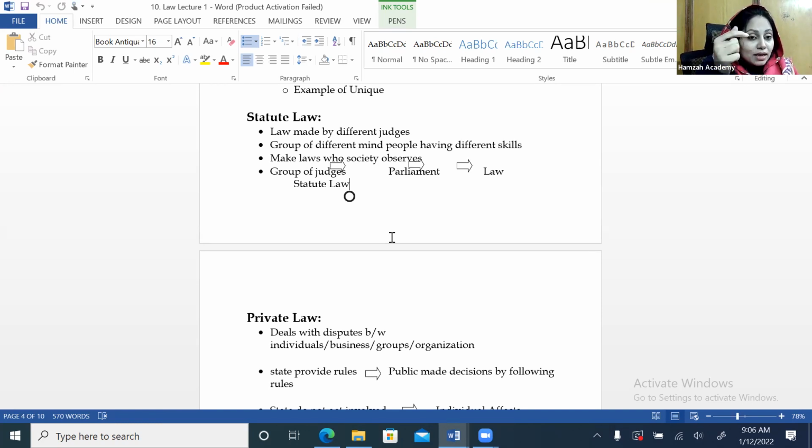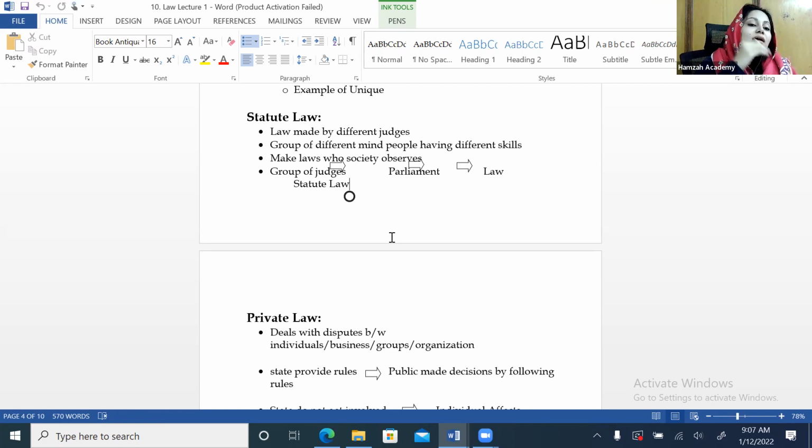You are familiar with the word parliament these days, in which the elected representatives of the general public are nominated. So there is the nomination of the general public who are the members of the parliament. Anything which is decided in the parliament with the help of different skill sets, with different judges, with persons having different skill sets, is called statute law.